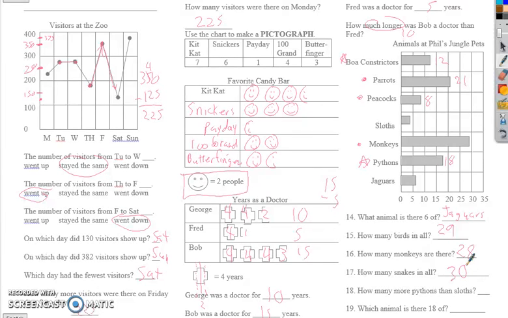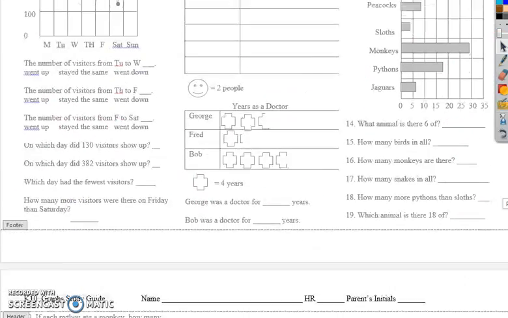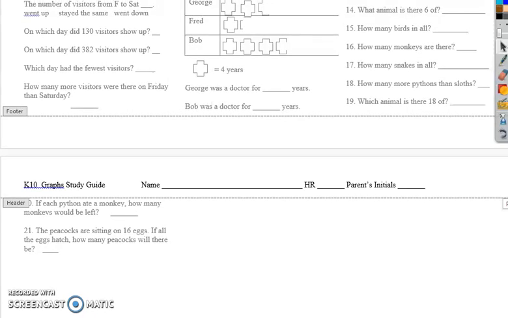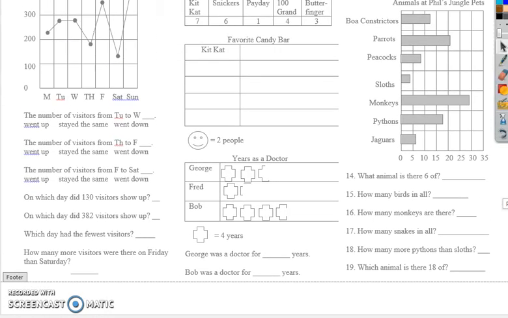How many more pythons than sloths? Alright, we got to get sloths. Almost for sure a 4. So we got 18 minus 4 equals 14. What's there 18 of? We already found it with pythons. And I think we had like one more question down here. See if I can scroll him up. Yeah, oh, 2 questions. Okay, if each python ate a monkey, how many monkeys would be left?